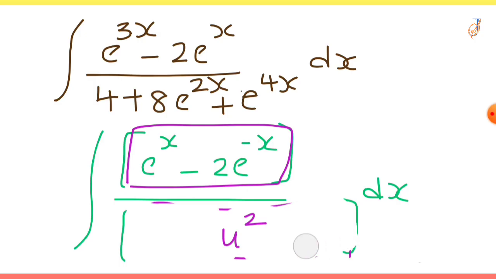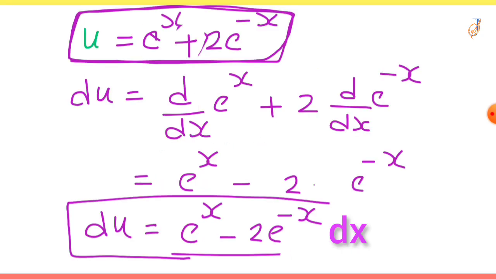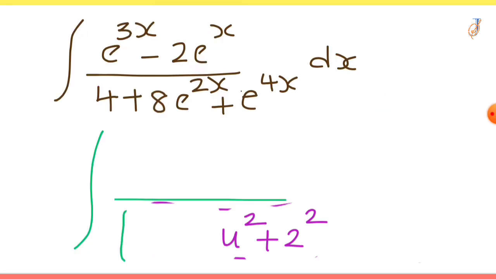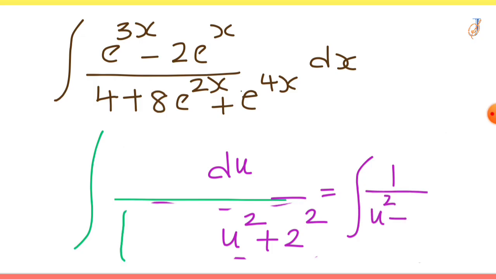And for the 4, we can write this as 2 power 2. And this is du, right? So we are converting into terms of u. That means you have to convert this dx in terms of du. After doing this derivative, you get e power x minus 2 e power minus x, with respect to x. So instead of e power x minus 2 e power minus x dx, we can write it as du. Simply you can write it as du. That means integral 1 over u power 2 plus 2 power 2 du.